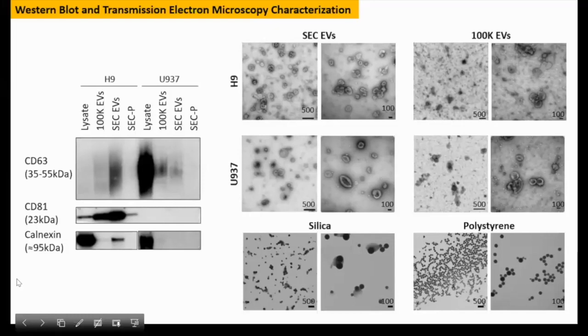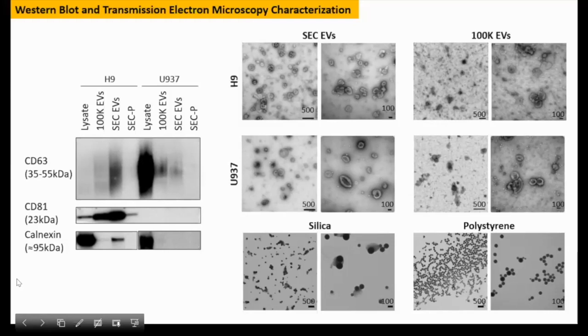Now, interestingly, when comparing our Western result from the cell lysate to the EVs themselves, it appears that CD81 is enriched in the H9 EVs, but not so much in the cell lysate, whereas CD63 is enriched in the U937 cell lysate, but not so much the EVs. Finally, calnexin is mainly present in the cell lysate, with very little signal being transferred into the EV fractions, which is what we would expect.